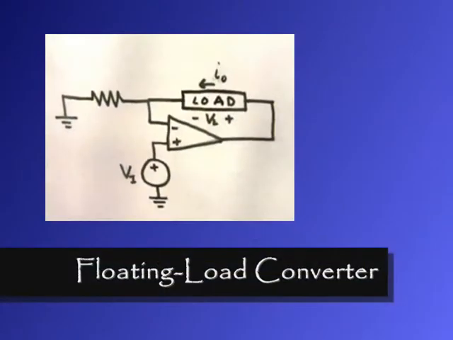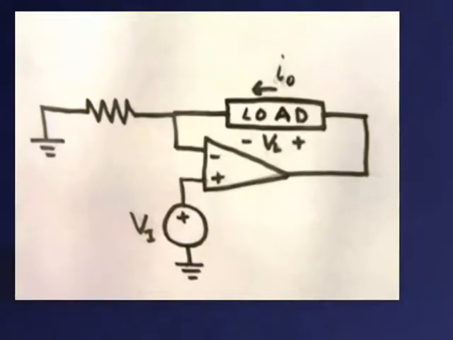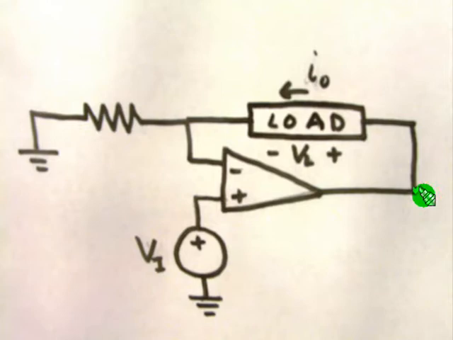This week we decided to build upon the negative resistor circuit that we built last week, and we decided to build a current source circuit. Here we have two examples of possible current source schematic layouts to look at. Pictured here is a floating load converter. It is a floating load because neither end of the load is connected to ground.